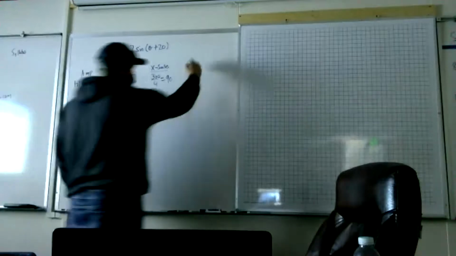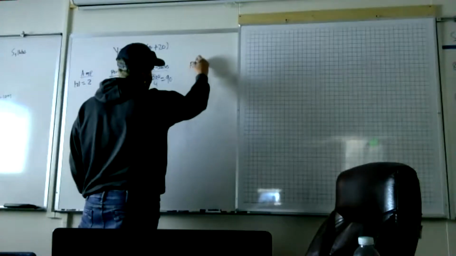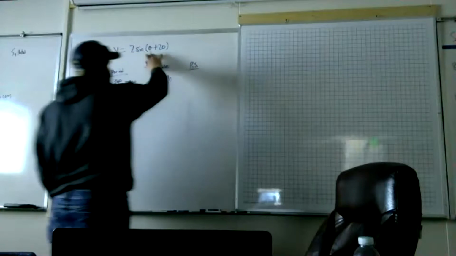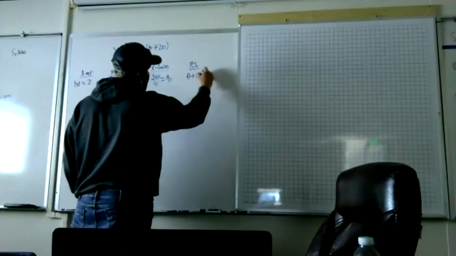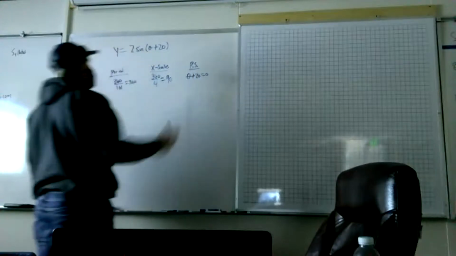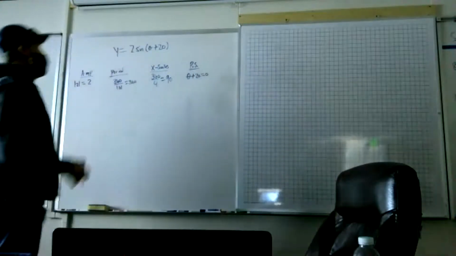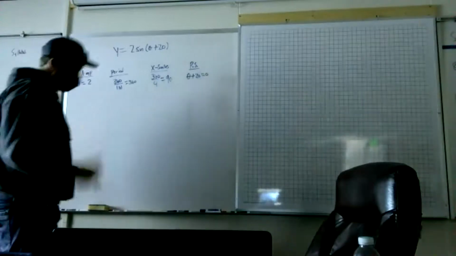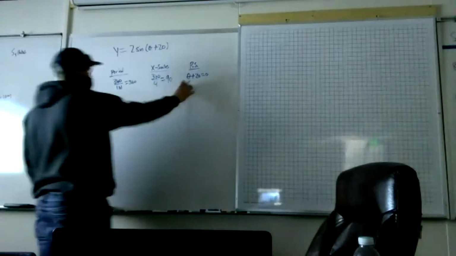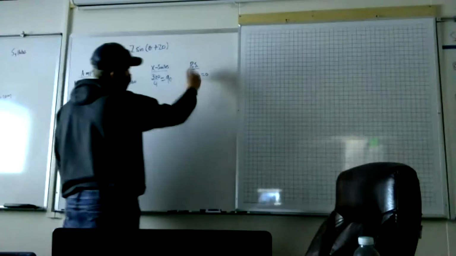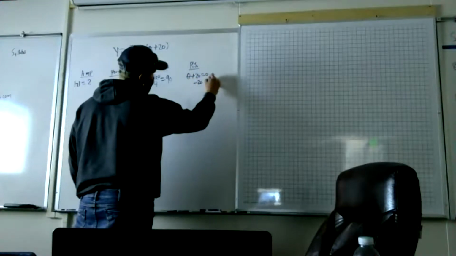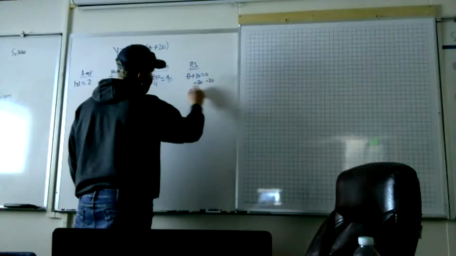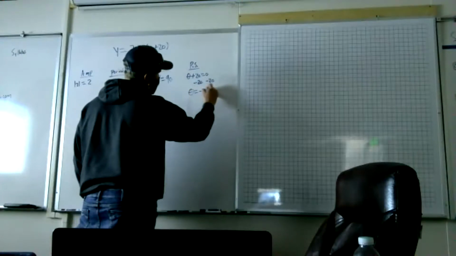Here, my phase shift, after distributing, you can see I have a value in there. If I set whatever is on the inside equal to 0 and then solve, it's going to let me know where my starting point is. So I'm solving for theta. Okay, so it's theta plus 20 set equal to 0. If I minus 20 on both sides, I get that theta is equal to negative 20.